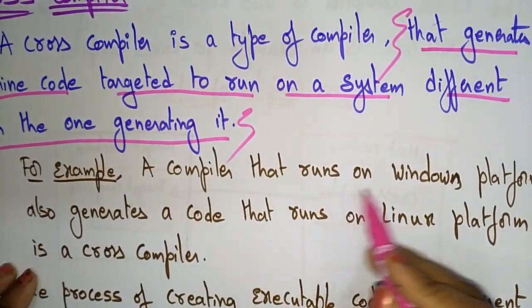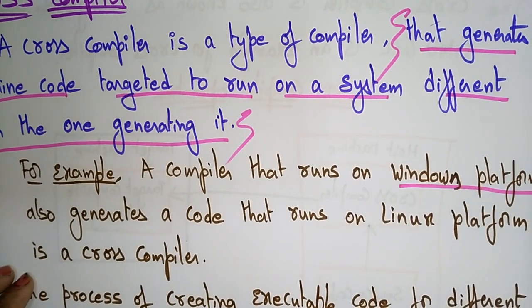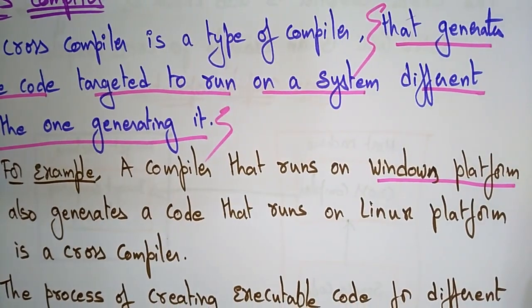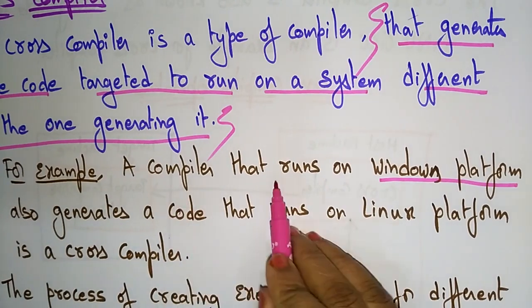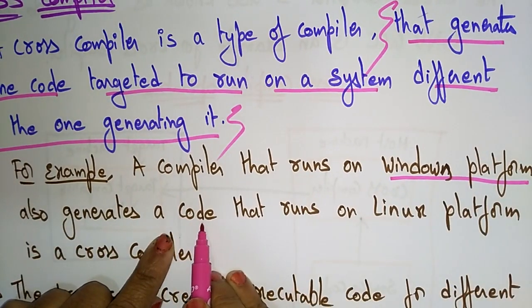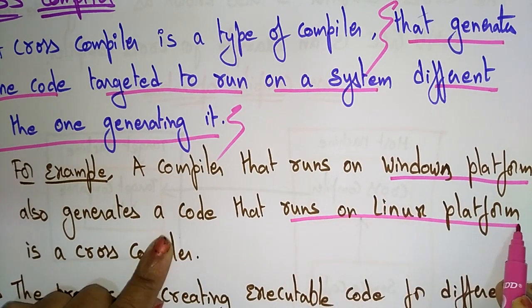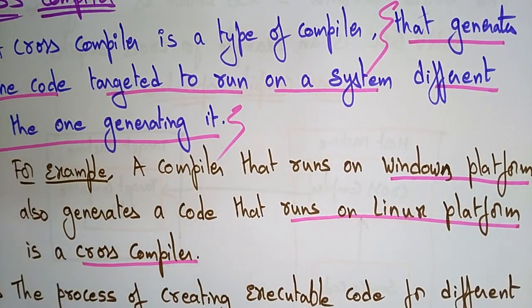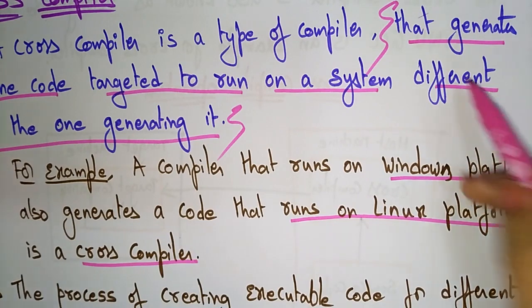A compiler that runs on the Windows platform. Let's take the Windows platform operating system. A compiler that runs on the Windows platform and also generates a code that runs on the Linux platform is called a cross compiler. Now read that again.